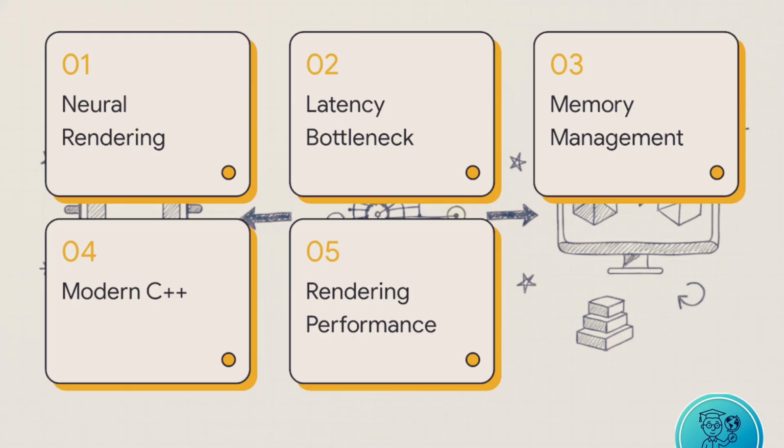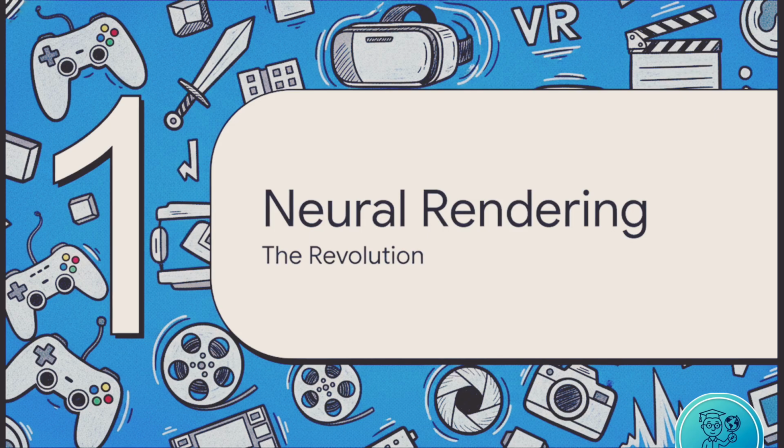Well, here's our game plan to find out. First, we'll look at the neural rendering revolution. Second, the latency bottleneck. Third, memory management under the hood. Fourth, how modern C++ comes to the rescue. And finally, achieving ultimate rendering performance. Let's kick things off with Section 1, the neural rendering revolution.